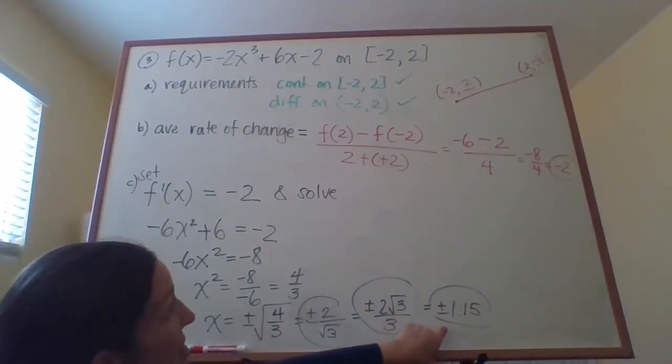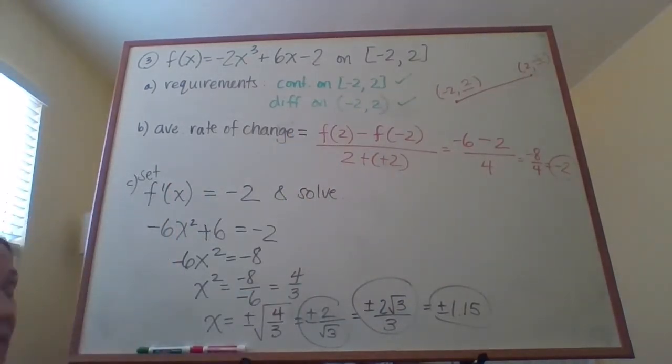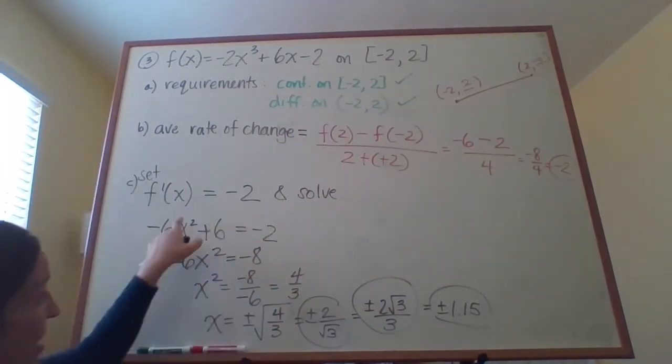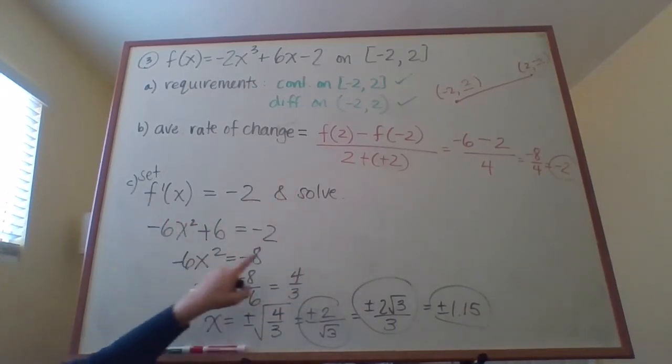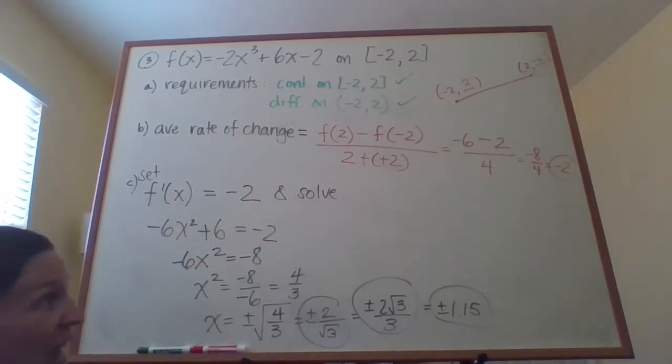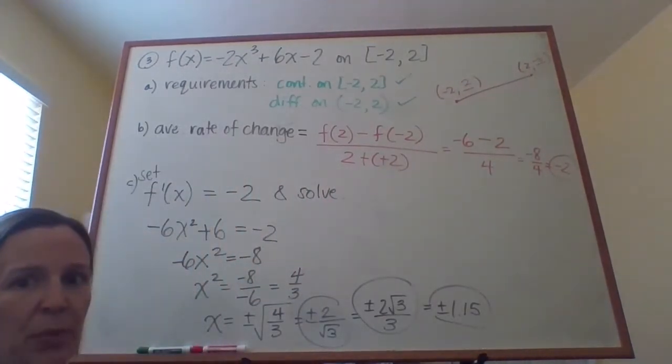Both of these points are in the interval from negative 2 to 2, okay? And they are both places where the derivative is equal to the rate of change, the line between the endpoints. And that line had a slope of negative 2. That's problem 3.